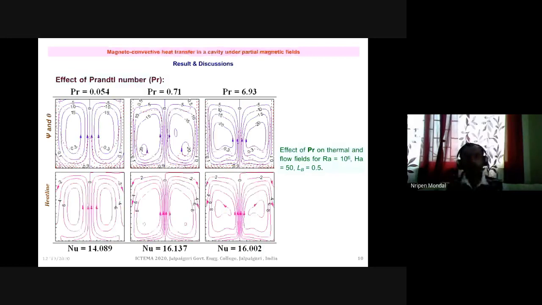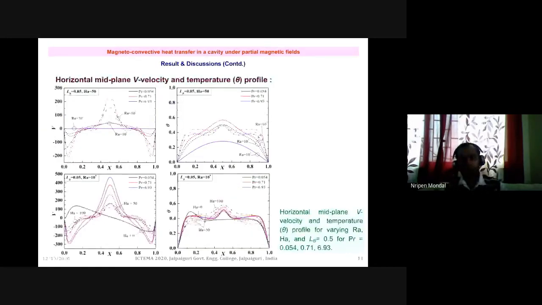For understanding that heat transfer characteristic, we can verify the velocity field and temperature field about the mid plane. From this velocity contour, we can see the maximum velocity is achieved at about the middle point. From this velocity field, we can understand that for the Prandtl number 0.054, the velocity is less compared to the fluid with 0.71. So the vertical velocity component is higher for air than for Prandtl number 0.054.